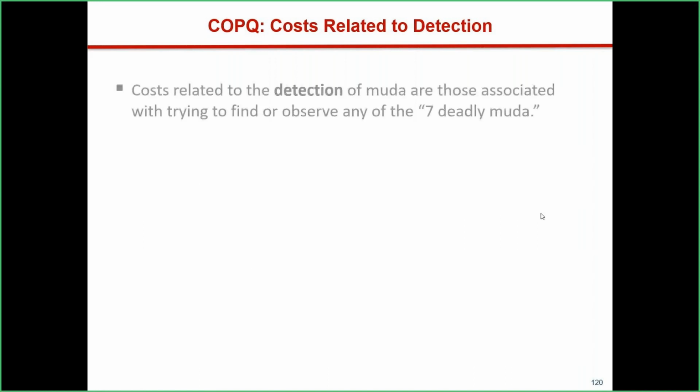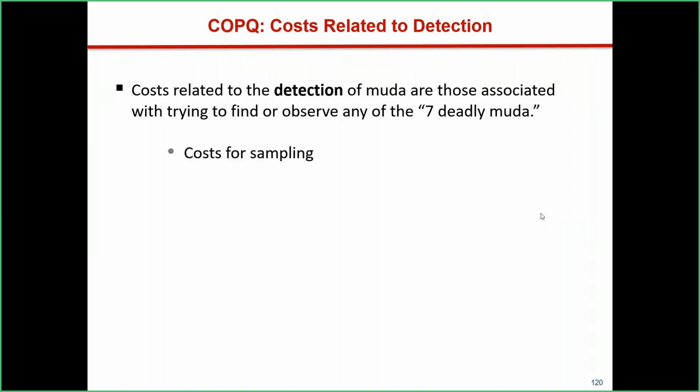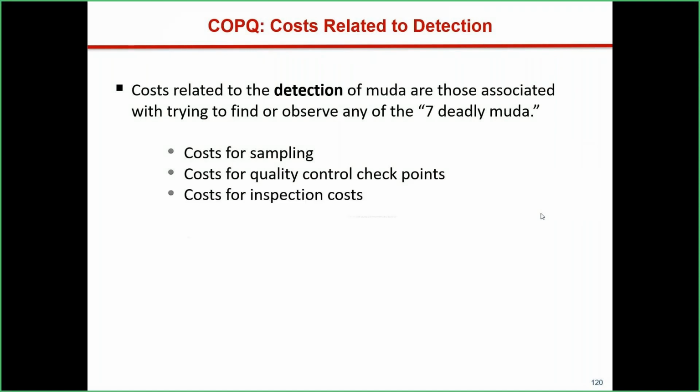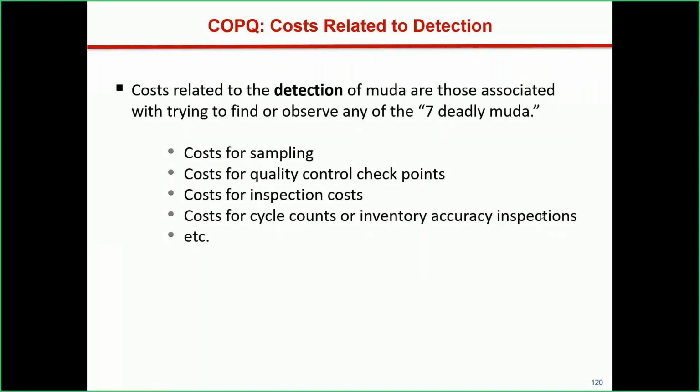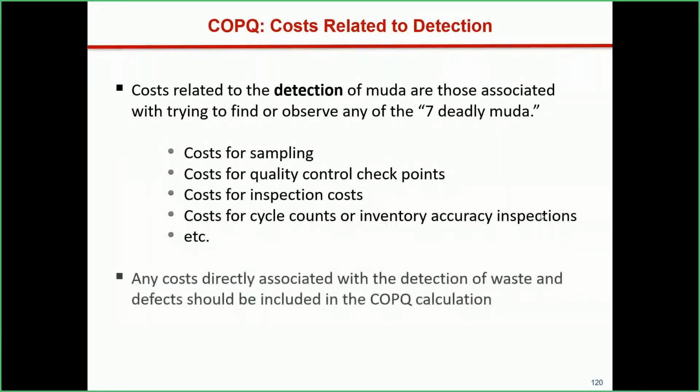Moving on to cost related to detection. So cost related to detection of MUDA are those associated with trying to find or observe any of the 7 deadly MUDAs. So cost for sampling, cost for quality control or checkpoints, cost for inspection, cost for cycle count or inventory accuracy inspection. Any cost directly associated with detection of waste and defects should be included in the COPQ calculation.